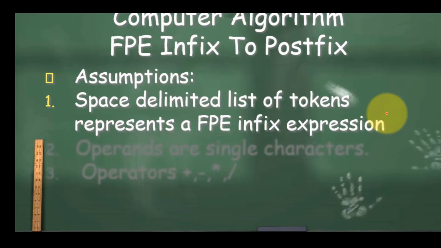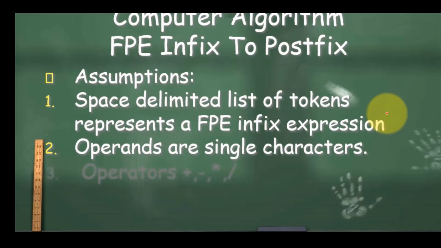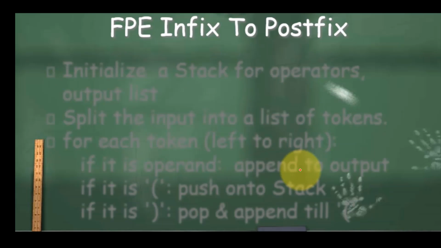So here the operands are single characters normally. When we say single characters, like X, Y, Z, or A to Z, or any letters in the alphabet, then the operators applicable with this are plus, minus, multiplication, and division.